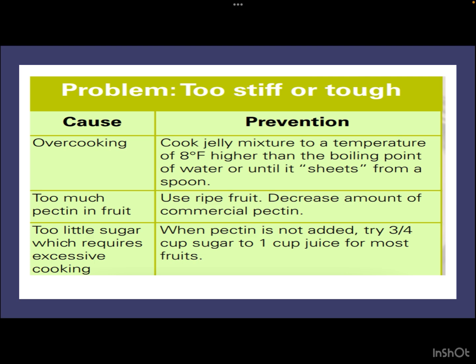It can also be due to too much pectin in the fruit. Use ripe fruits. I've already said that once we make a jam or another such product based out of a fruit, we need to use properly mature fruits, neither overripe nor underripe. We can decrease the amount of commercial pectin which we are adding. Too little sugar, which requires excessive cooking, could be the third reason. To avoid that, when pectin is not added, we need to try adding 3/4 cup of sugar to 1 cup of juice for most fruits.